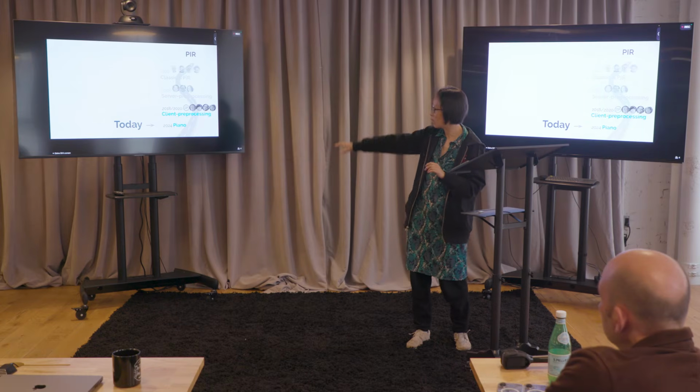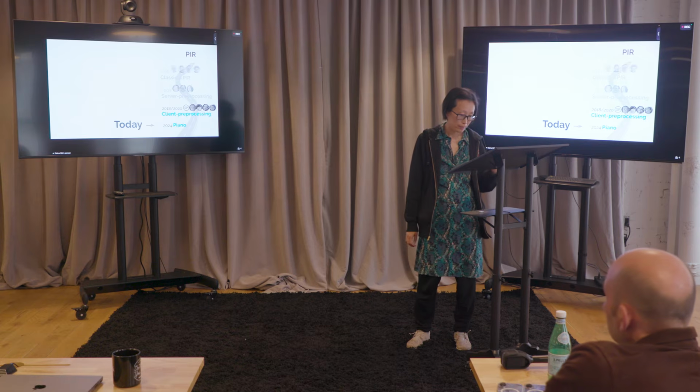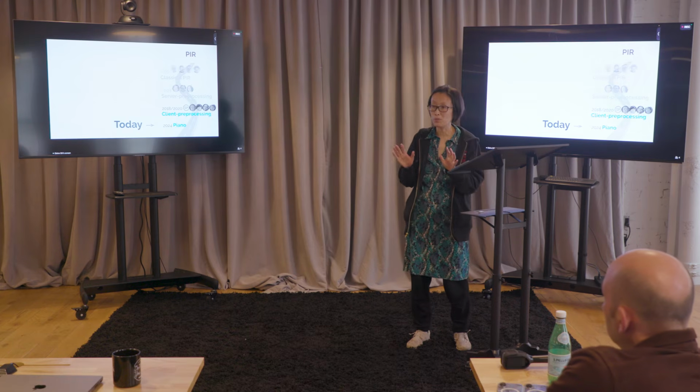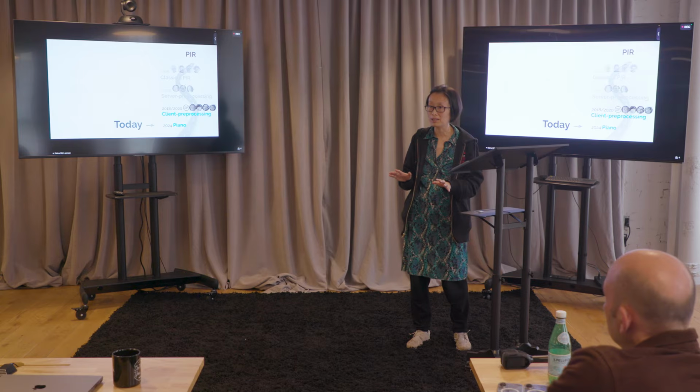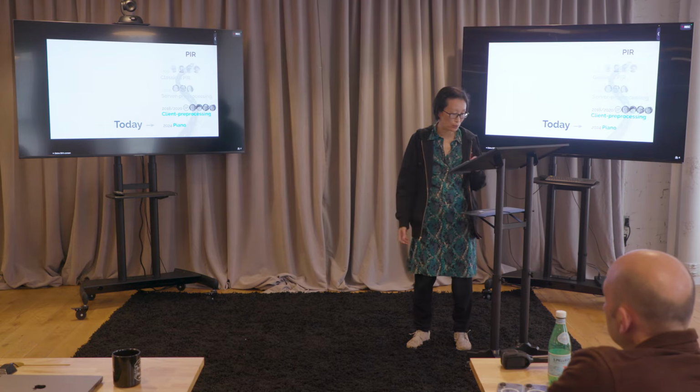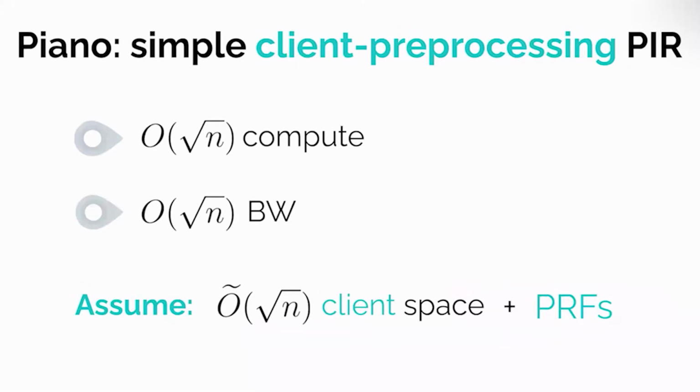So I will talk about our scheme called Piano. I haven't explained what client preprocessing is, but it'll become obvious as I explain the scheme. It's a different kind of preprocessing. What we can achieve is square root n cost: square root n bandwidth and square root n compute with square root n client space. And the only cryptography we use is pseudorandom functions. So that's why the scheme can be so lightweight.